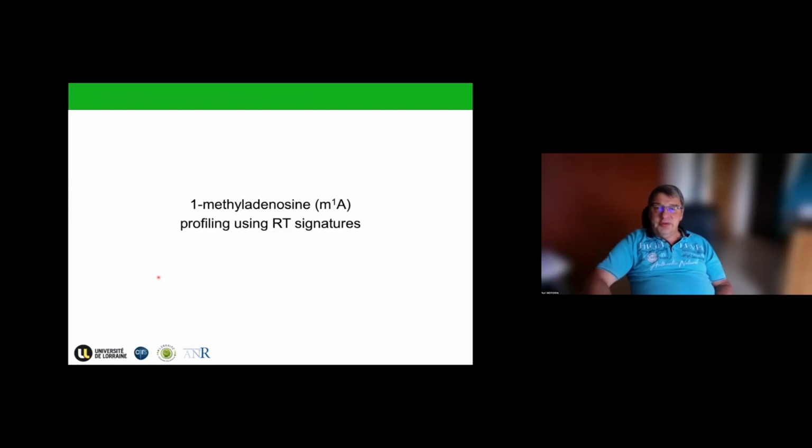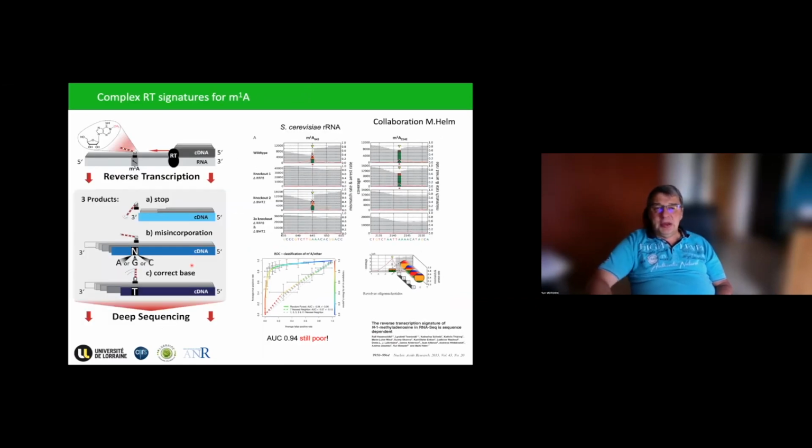So we worked together with Mark Helm on analysis of M1A modification using this type of profiling. Again, the combination of reverse transcription arrest, misincorporation, and correct read-through gives visible RT signatures in ribosomal RNA, shown here as an example, 2 M1A sites in yeast ribosomal RNA. And of course, this signature disappears upon deletion of the respective enzyme, 1, 2, and both at the same time.